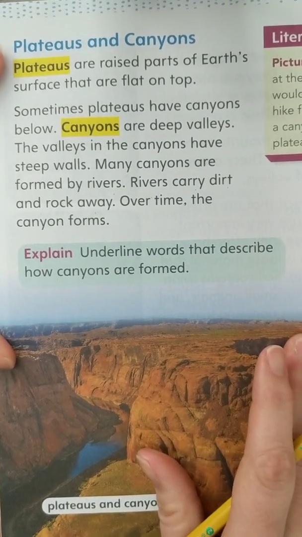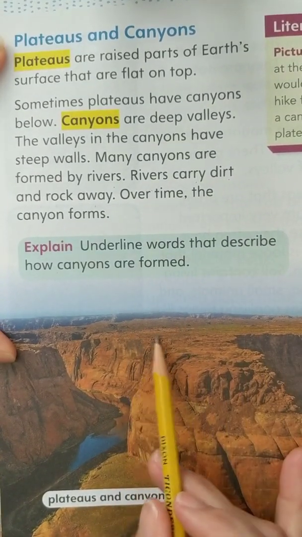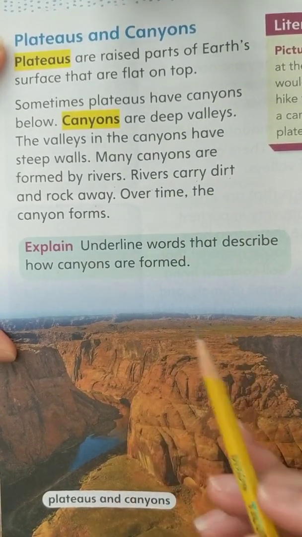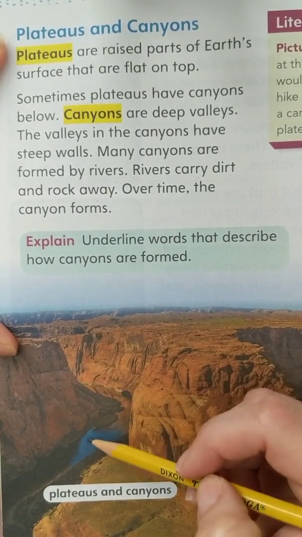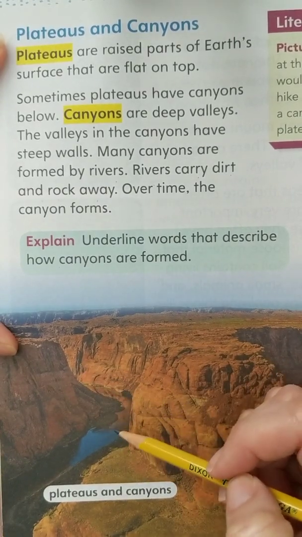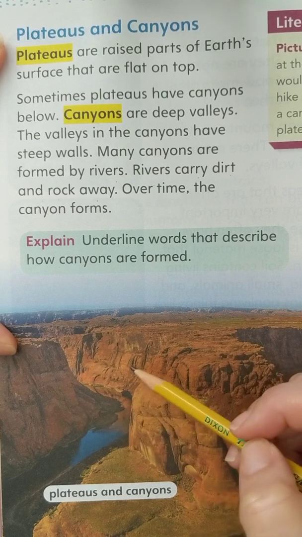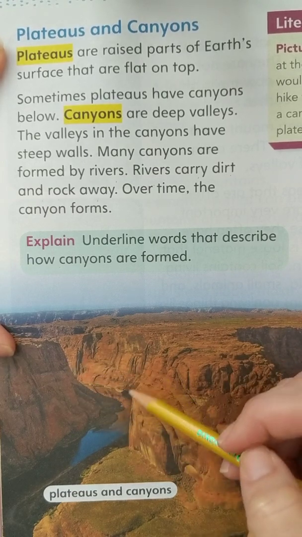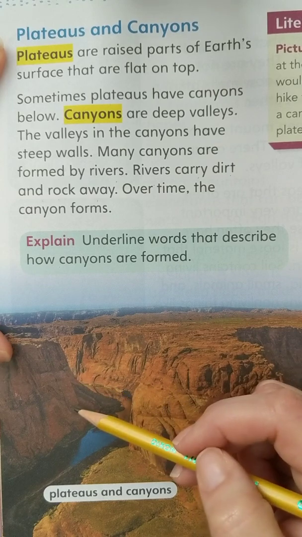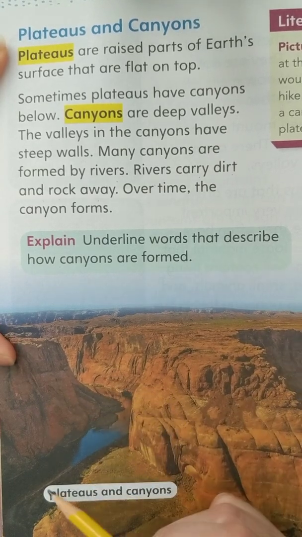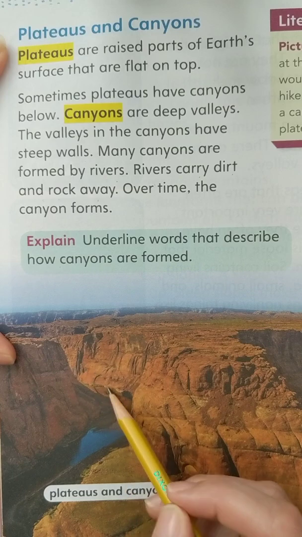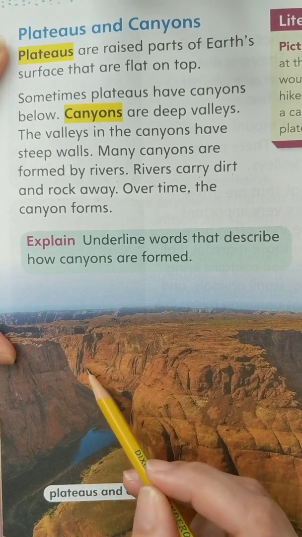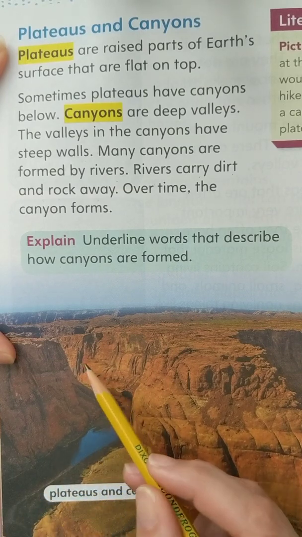So we learned this last week too. Here we have a plateau. It's flat on top. And here is the canyon because it has these very, very steep walls here. So instead of calling this a valley, it is a canyon because of the walls being so steep of the mountain there. All right, this river formed the canyon, right?